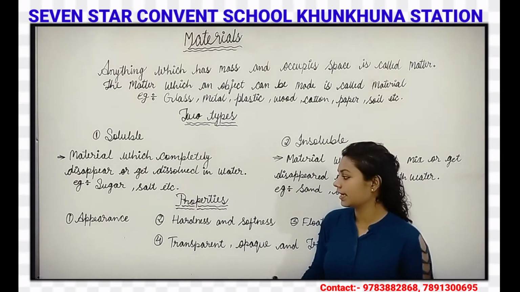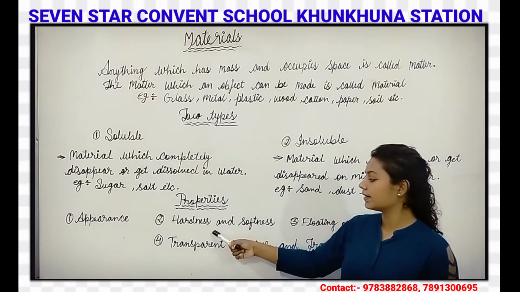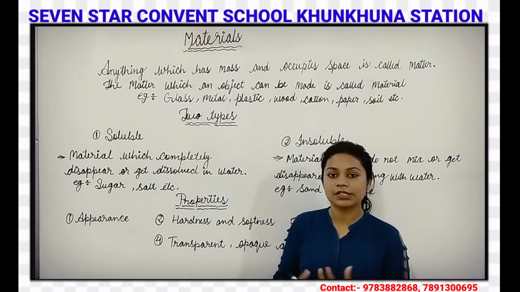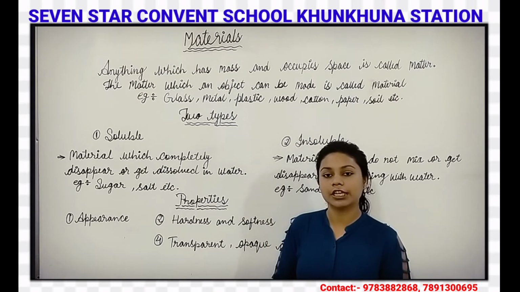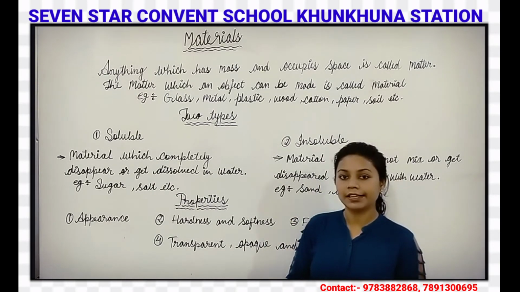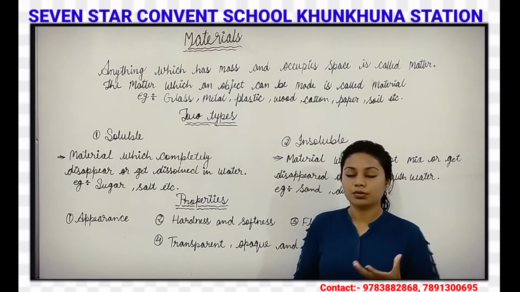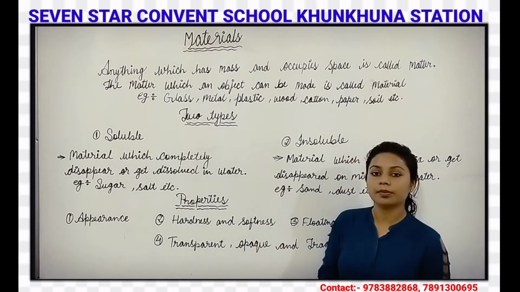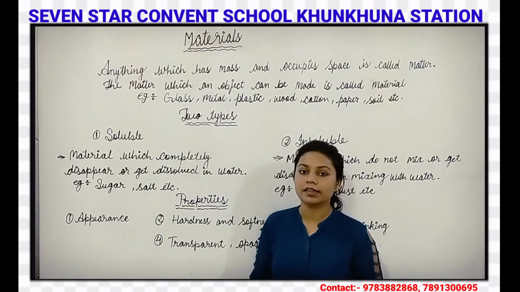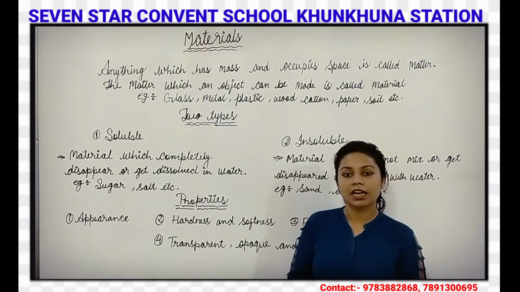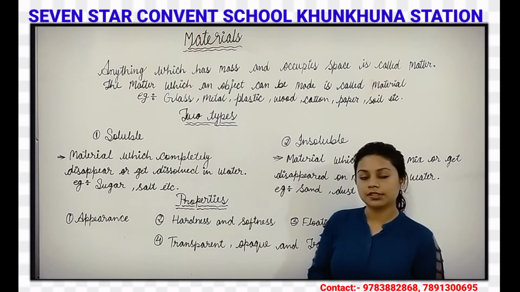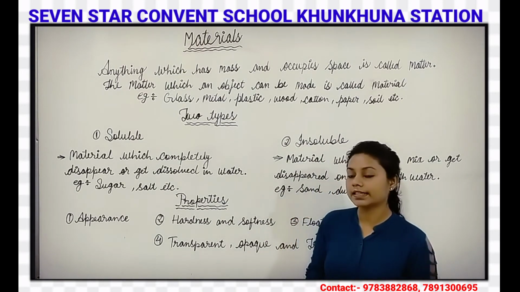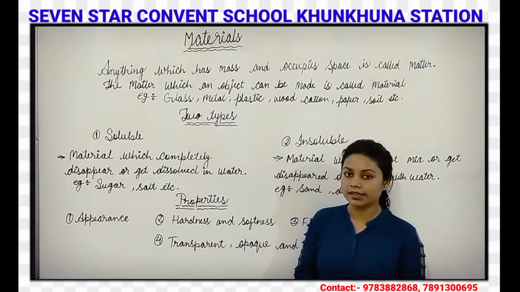Next, the second property of material is hardness and softness. The material which can be compressed and stretched easily is called soft material. For example, sponge and cotton are examples of soft material. Next we have hard. The material which can't be compressed or stretched easily is called hard material. For example, an iron rod is an example of hard material, or hardness we can say.